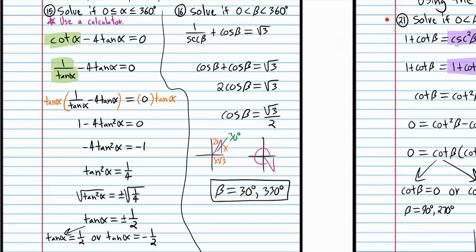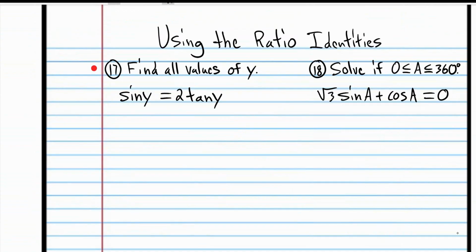Okay, so we used the reciprocal identities to help us solve trigonometric equations. And we didn't do a lot of factoring. In fact, we didn't do any factoring in those problems. But now we're going to need factoring when we use the ratio identities.